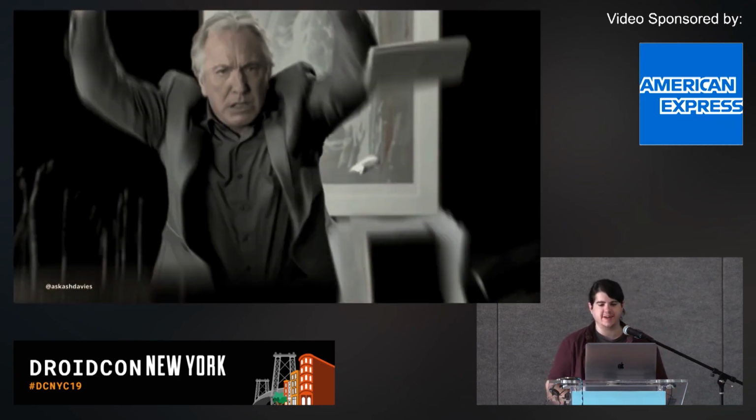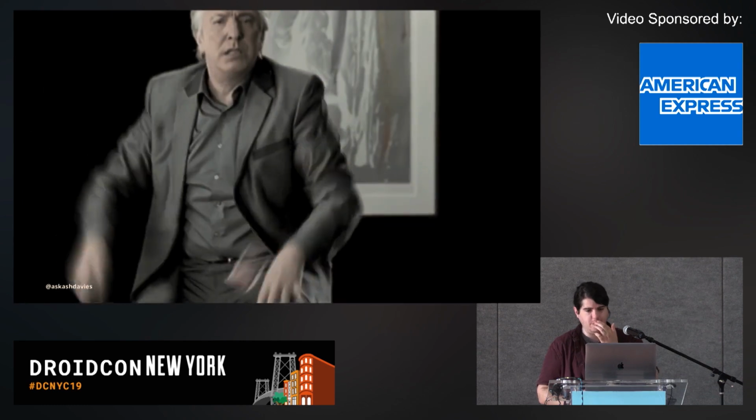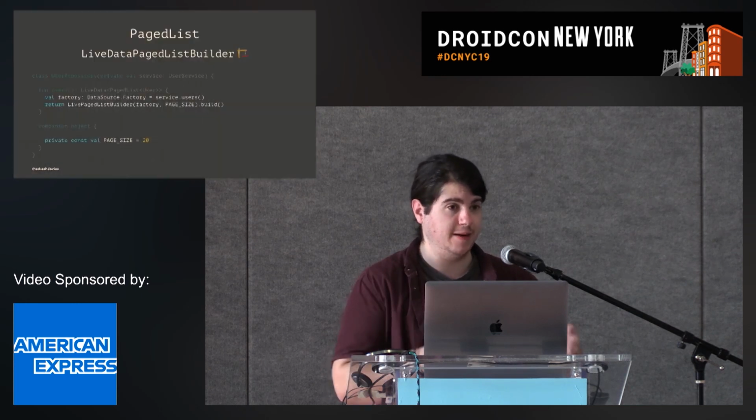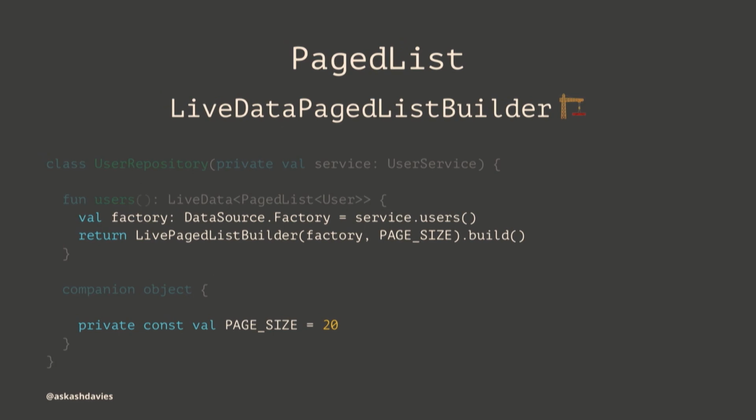Now, we're already building a page list. Like, why do we need this? Like, how do we build this now? It's getting a bit ridiculous. So there is a bit of hierarchy, but let's just assume that we can get a DataSource for now, and we can get back to that. So we're getting a DataSource factory from our user service. Let's just assume that's the case for now. And we build the live page list builder with the factory and the page size.